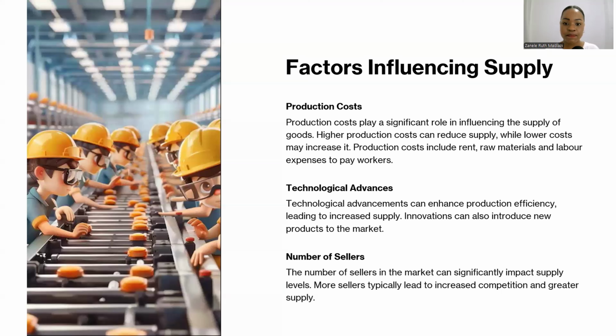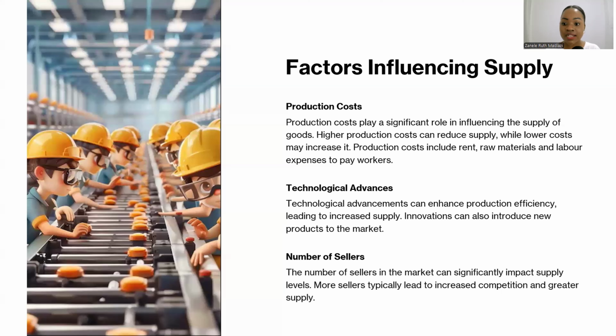to pay workers. Next, we have technological advances. Technological advancements can enhance production efficiency, leading to increased supply. Innovations can also introduce new products to the market. These days, we have AI technologies, which might make certain production processes simpler for the business, and as such, increasing production. Factors influencing supply also include the number of sellers.